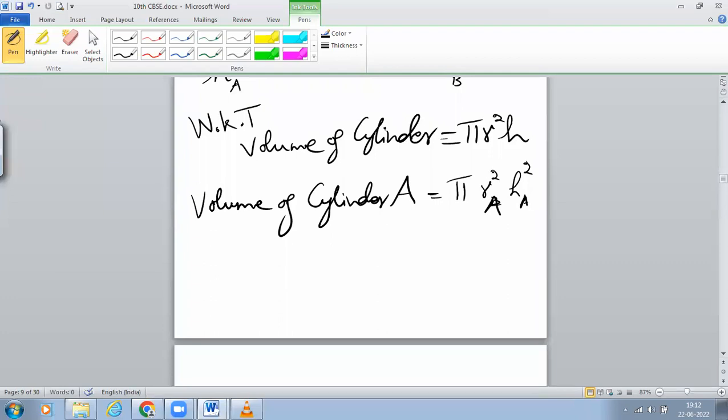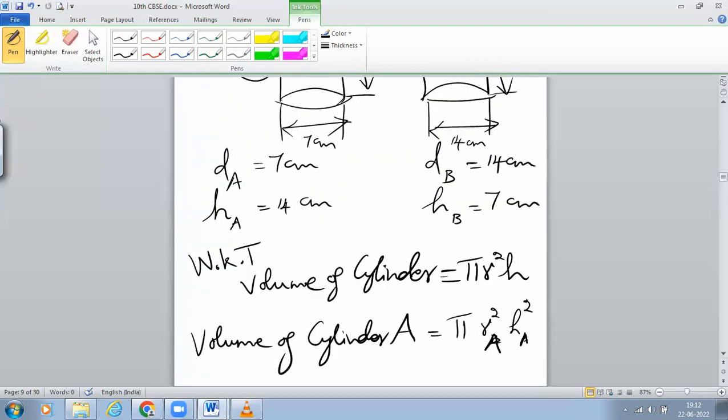Now we don't know the radius because the diameter is given. With the help of diameter, we can find the radius. So radius of cylinder A is equal to diameter by 2. What is diameter here? 7. So that is 7 by 2. The formula of radius is d by 2, that is diameter divided by 2.